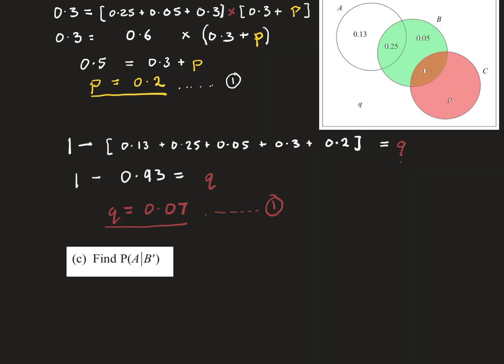Now we come to our final question. We're looking at finding the probability of A given B complement.